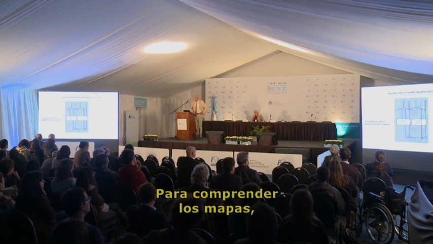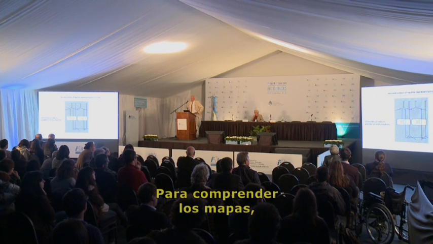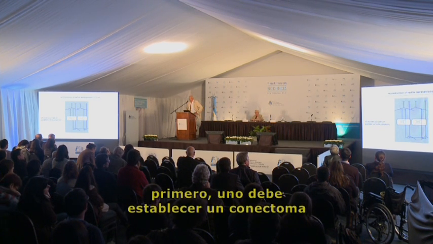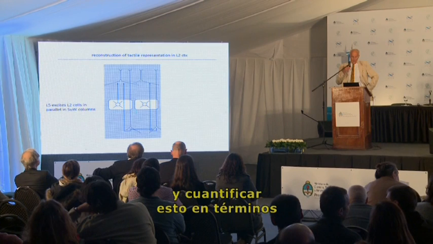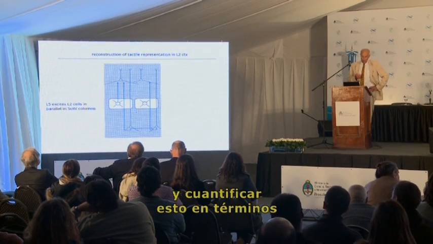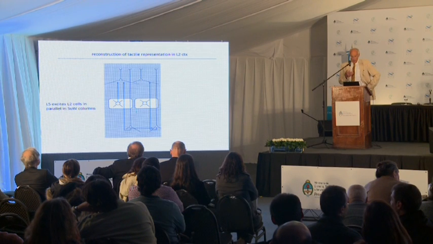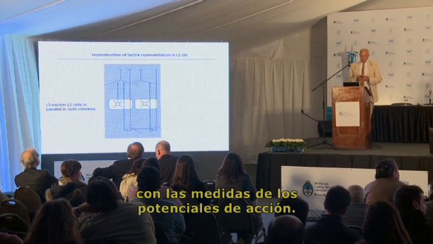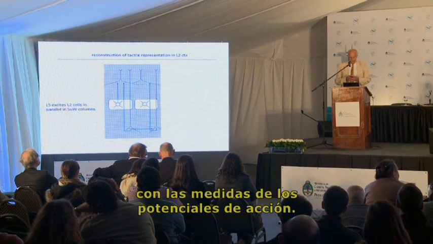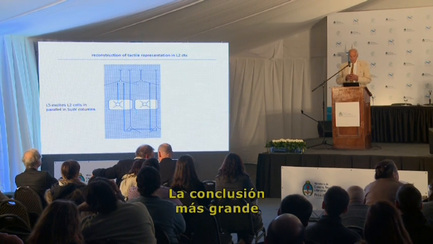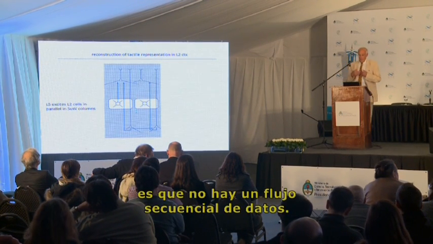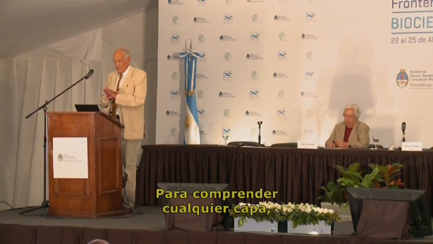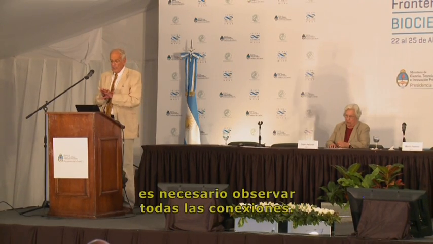So in order to understand maps, be it input maps or output maps, one has to establish first the connectome and then quantify this in terms of a connectivity matrix and then activate this matrix by the measured action potentials. The major conclusion is there is not a sequential flow of information, at least within the first second. It's always parallel. If you want to understand any layer, we have to look at all the connections in order to make sense.